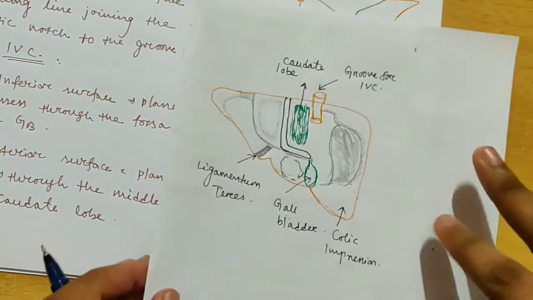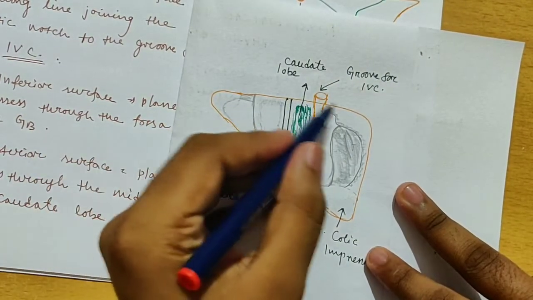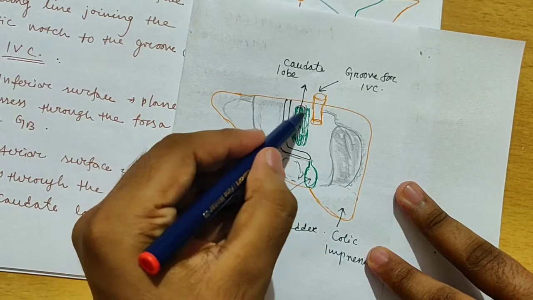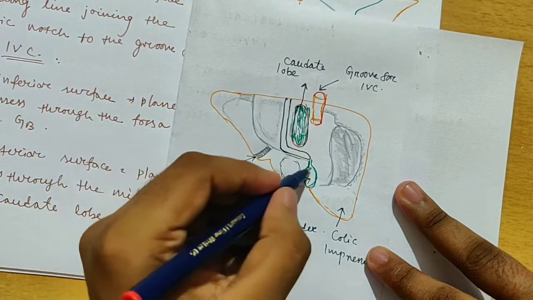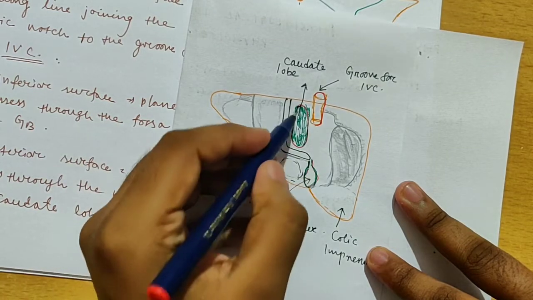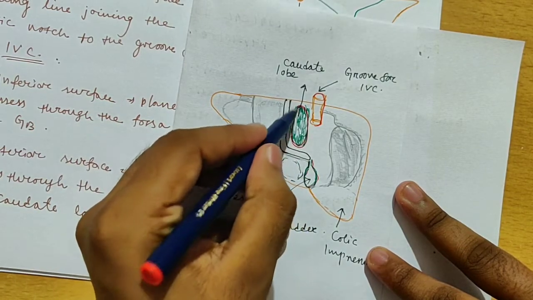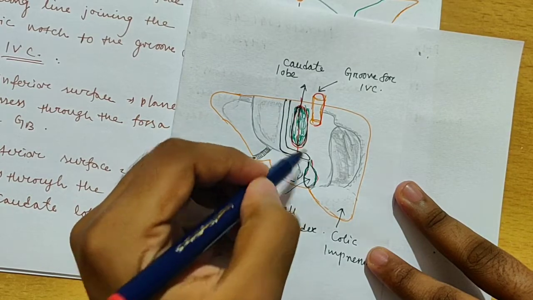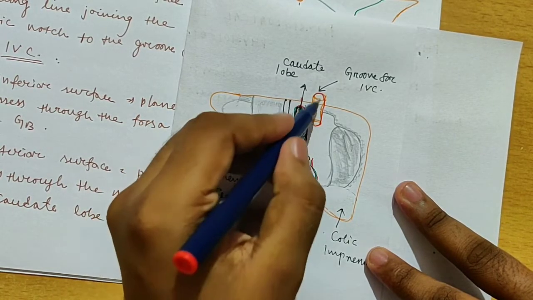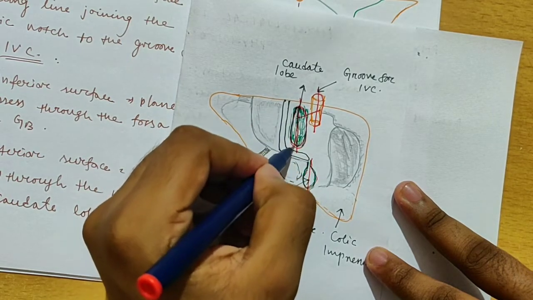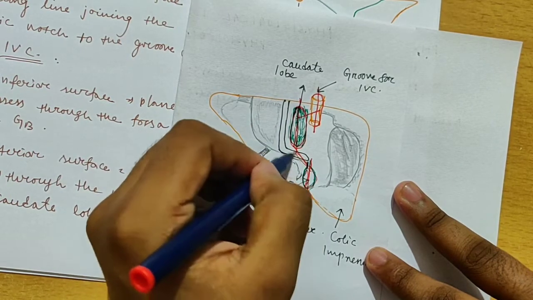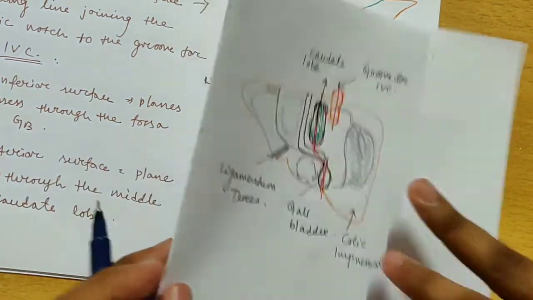From here you can also see this one is the posterior view. This is the caudate lobe. This is the groove for inferior vena cava, and this one is the gallbladder. The plane passing through the caudate lobe, then the gallbladder, and the middle of the groove for inferior vena cava, after joining all the three, forms a structure like this, which divides the liver into two parts.